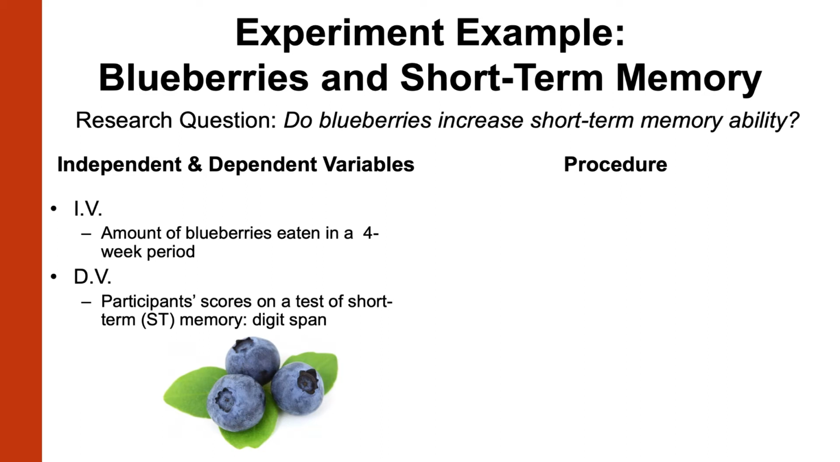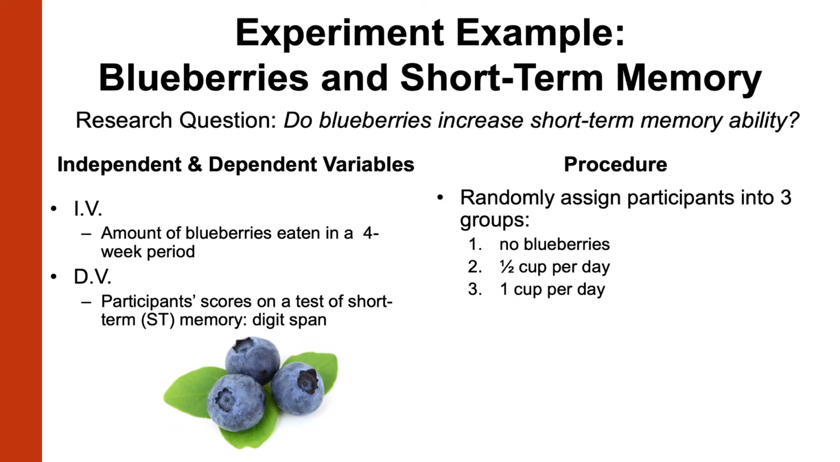The next thing to do in developing this experiment is to create your treatment groups. First, we'll randomly assign participants into 3 different groups. In that way, we are assuring, as much as possible, that those groups are roughly equivalent to each other. And then we'll assign each group a different amount of blueberries to consume over that 4-week period so that we can assess whether consumption of blueberries has an impact on short-term memory.